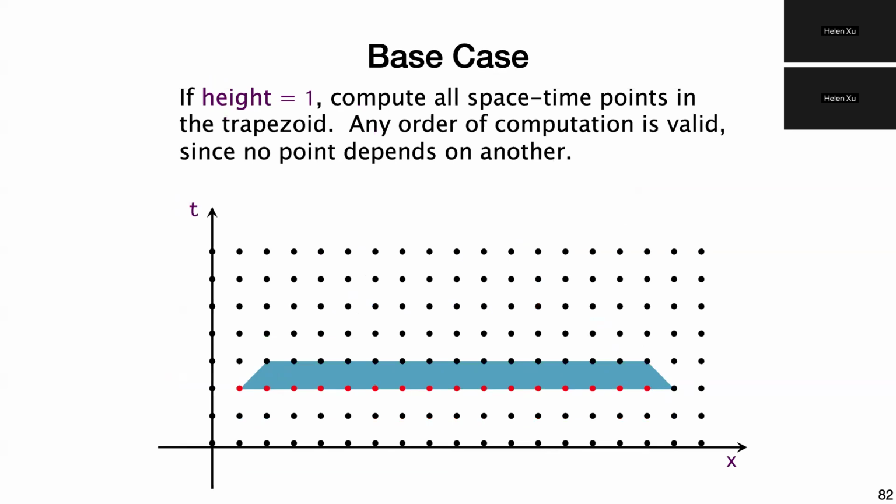And finally, we have two recursive cases, one horizontal, one vertical. And finally, we have a base case, which is at height equal to 1. Because at height equal to 1, we just have this entire row, and we can compute the points in any order. In here, there's no dependency between them. You just compute the next row.